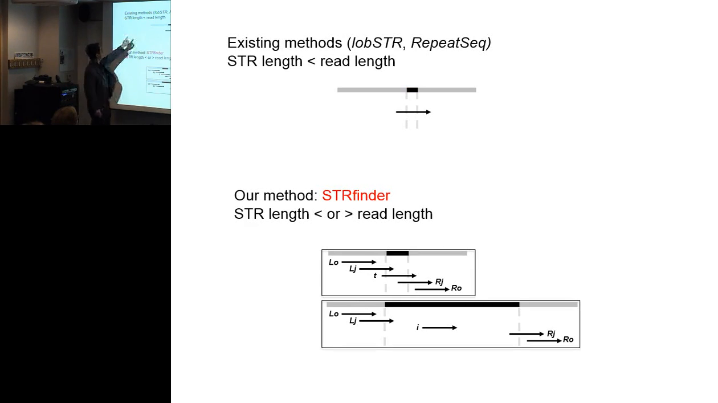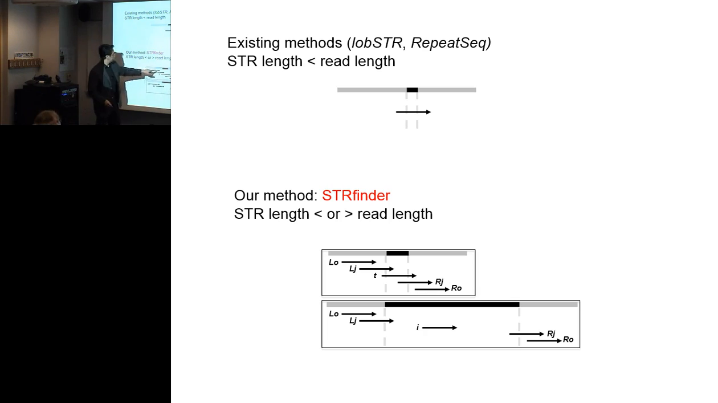Two existing methods, lobSTR and repeat-seq, try to call STRs. Here, the black is the repeat region. Let's imagine, say, trinucleotides repeated many times. If they are short, they can be covered by a read, so you have unique sequences on both ends, so you can call the genotype and estimate the length.